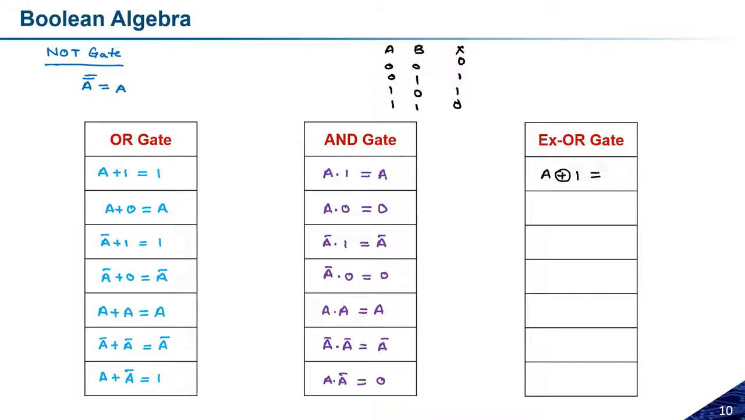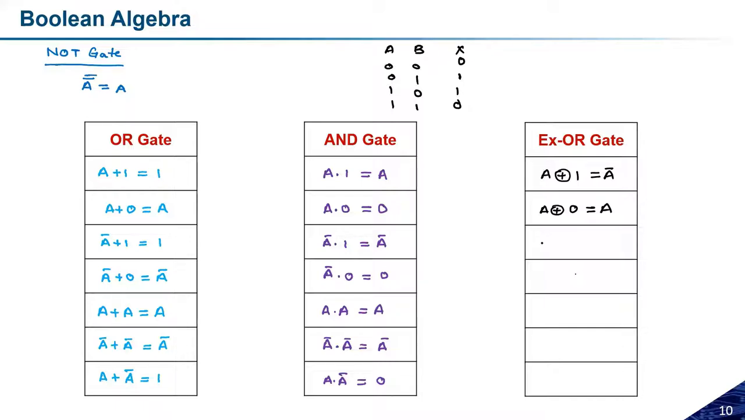Now please tell me, what is A XORing 1? A XOR 1, what will be the output? A bar. Perfect. A complement. Similarly, if I want to make A XORing with 0, what will be the output? A. Absolutely A. You just have to validate it from here. You need to fix one of the variables, like I have fixed this one. Now I need to check if B is zero, then I am getting X equal to zero, and if B is equal to one, then I am getting this one.